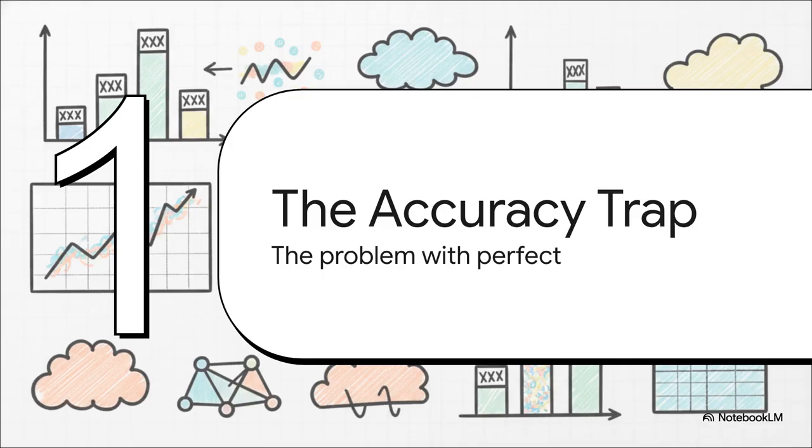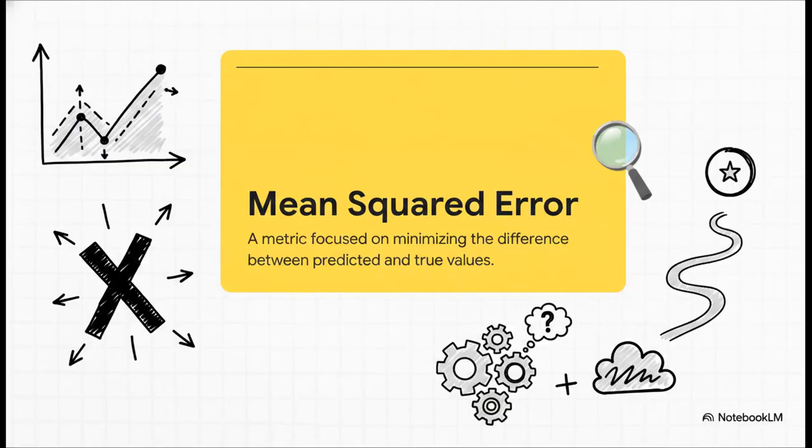If deletion is bad, we should just predict those missing values as perfectly as possible, right? Fill in the blanks with our absolute best guess. Well, actually, no. Welcome to the accuracy trap. Minimizing mean squared error, or MSE, feels like the holy grail of machine learning, and the logic seems flawless. If you have to guess a missing value, you obviously want that guess to be as close to the true value as mathematically possible. You want zero error. But optimizing for this specific accuracy metric is basically a mathematical trap when you're dealing with missing data.